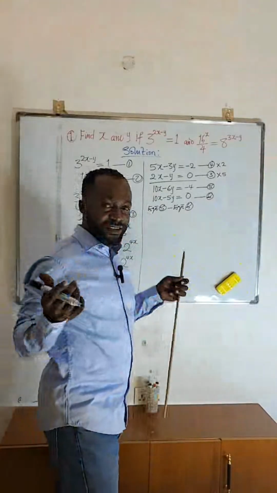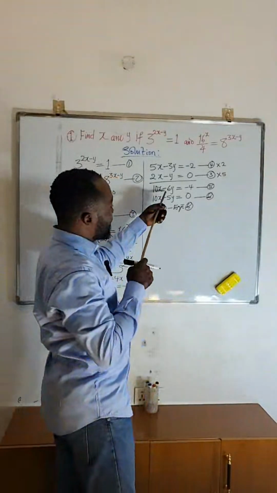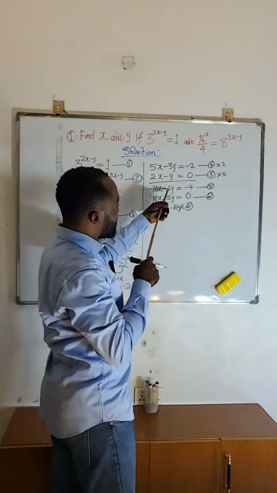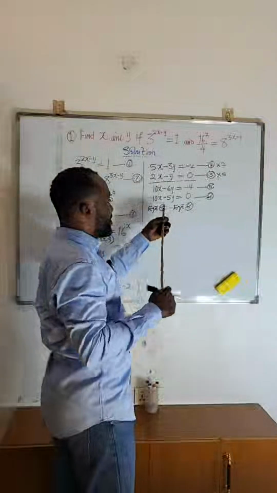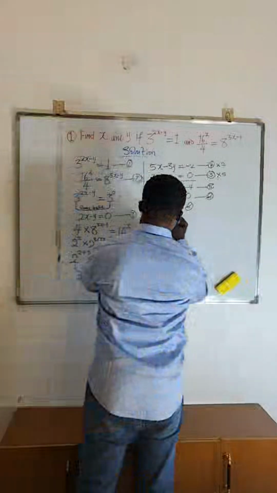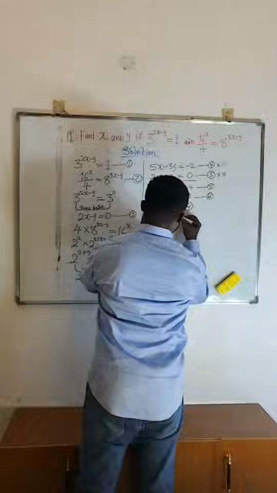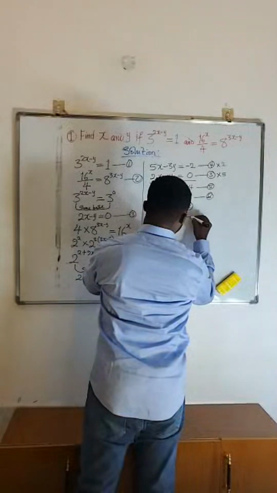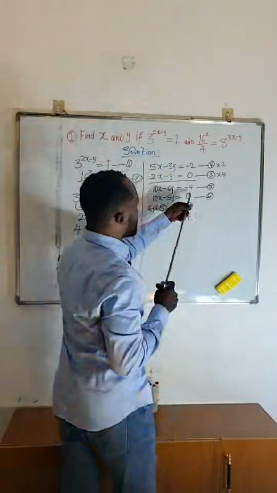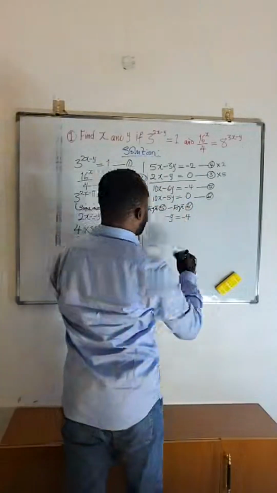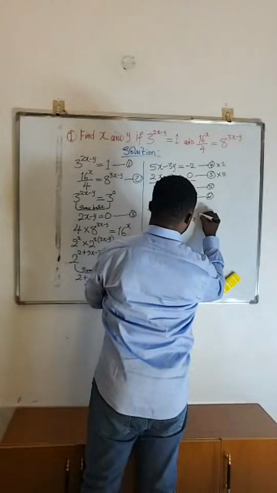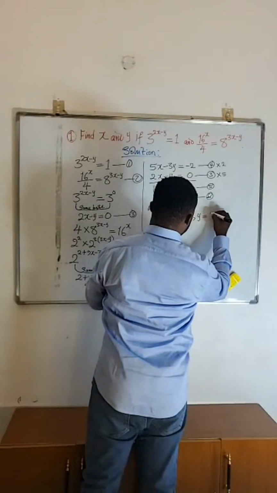So x is gone. And again here, minus 6y minus 5 is going to give you minus y. So minus y is going to be equals to minus 4. Because here will be minus 4 minus 0, which is minus 4. And so you can see that y equals to 4.